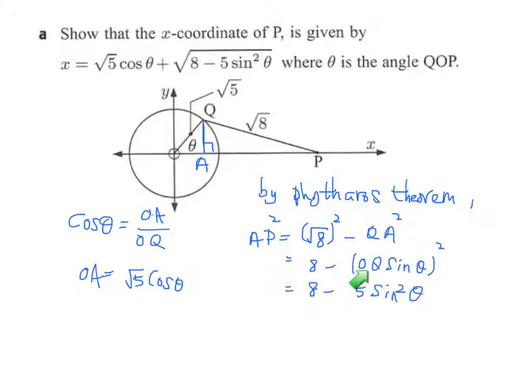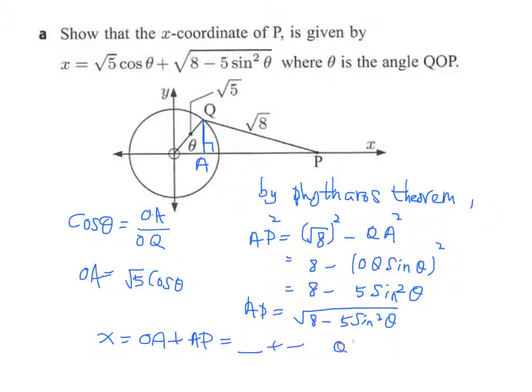The QA is this OQ sine theta by using the right angle triangle OAQ or OQA, whichever you like. And so you have 5 sine squared theta, because OQ is root 5. So that means the AP is the square root, we take only the positive, of 8 minus 5 sine squared theta. And because what we want to show is the coordinates of P, the x coordinate of course is OA plus AP, and you will get what is required. So this is shown.